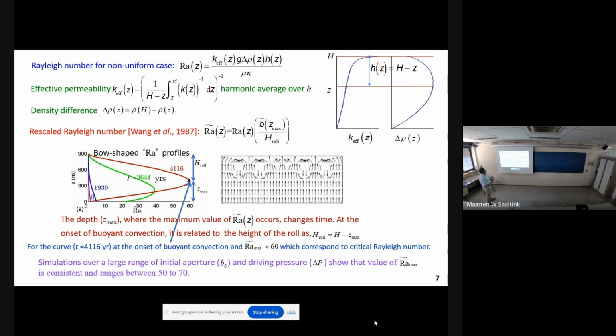Okay. And we did a lot of simulations for different initial apertures and different pressure differences, and found that the Ra max after rescaling is in a very small narrow range, between 50 and 70. So this kind of analysis we did. Okay, and we published two papers out of this, one in Geophysical Research Letters, and another one in Water Resources Research in 2013. So for more, you can look into this.